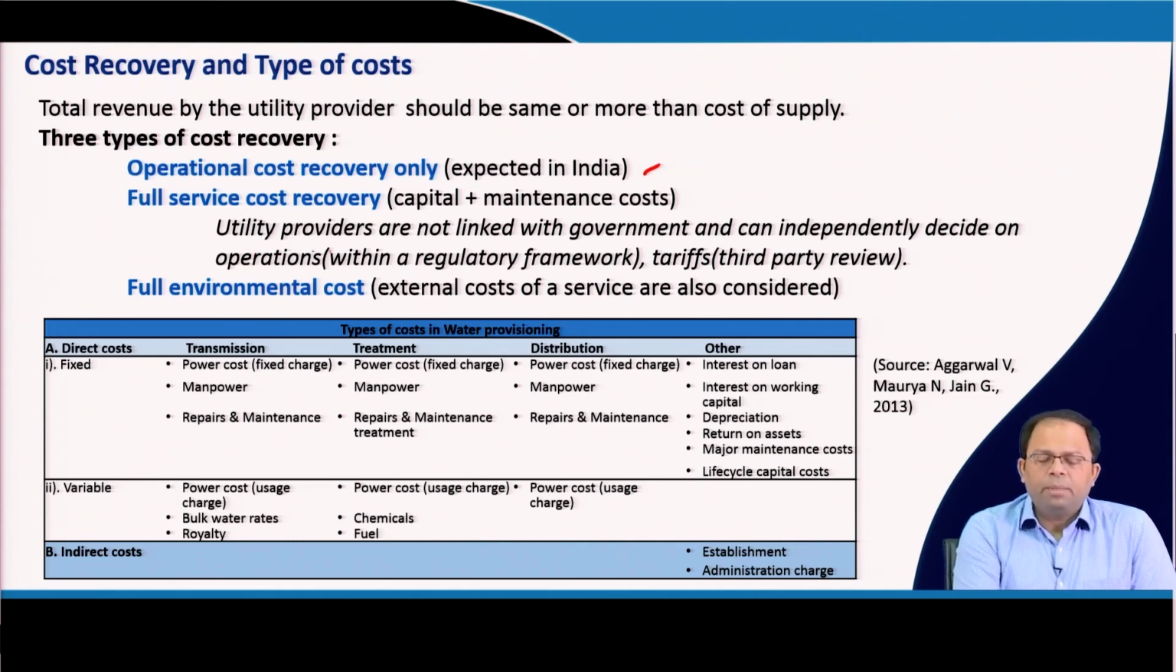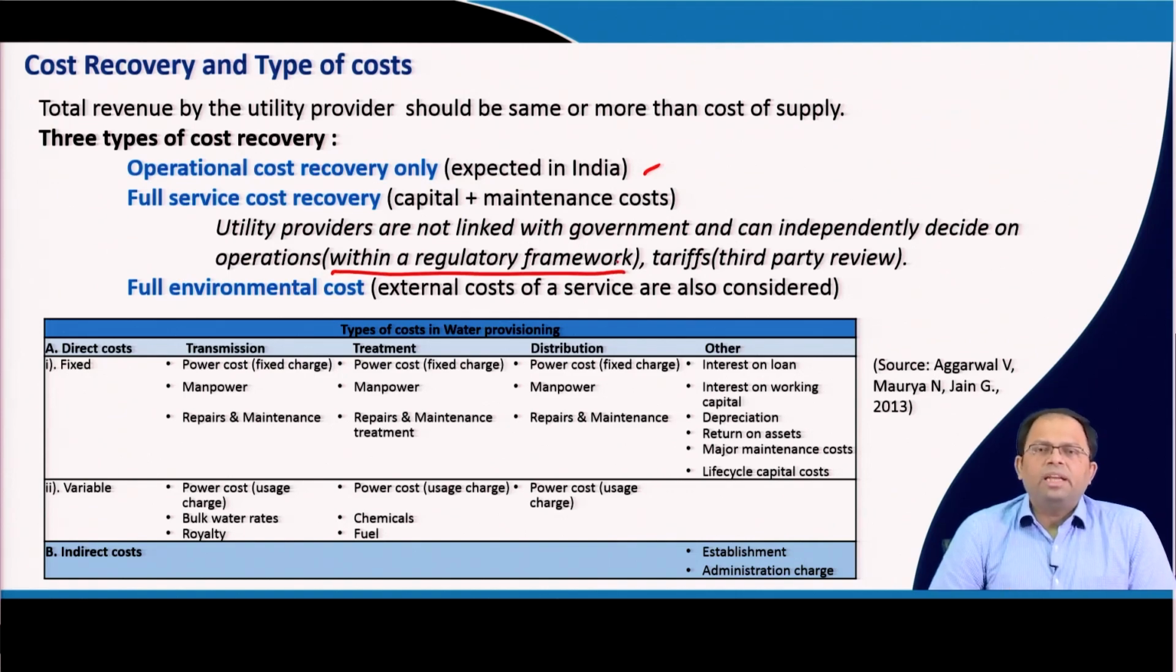That means if utility providers are totally separated from the government, they have to provide for both capital expenditure as well as maintenance cost, and they are also free to expand their services and set their own tariffs. But of course, this cannot be without any kind of oversight. Even when they are determining what kind of operations and service levels they would provide, they have to set all this within a regulatory framework.